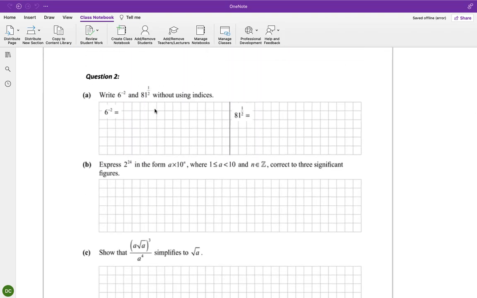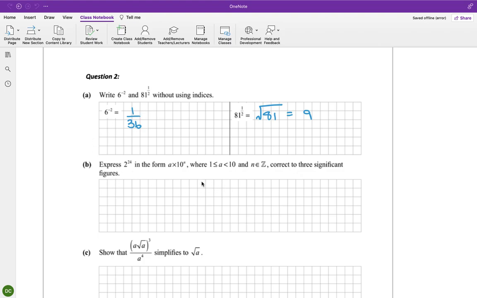Okay, so this one, a bit of an indices question. So we want to write 6 to the power of minus 2 without indices. So I just typed that into my calculator and it's 1 over 36. And 81 to the power of a half is the same as the square root, and that gives you 9.